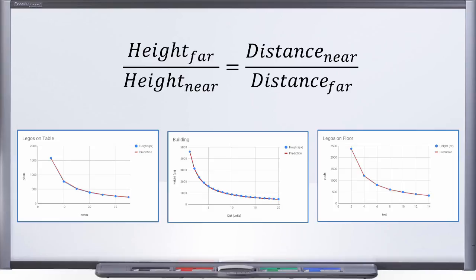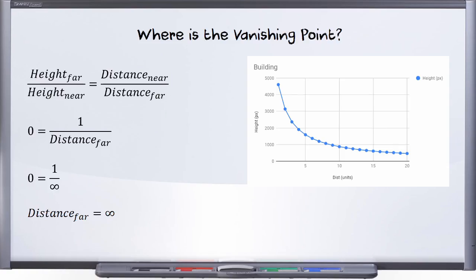The relationship between the apparent height of an object and its distance from the viewer is an inverse relationship. And an inverse relationship is not a straight line, it's a curve. Okay, now that we have this formula, we should be able to calculate where that vanishing point is.